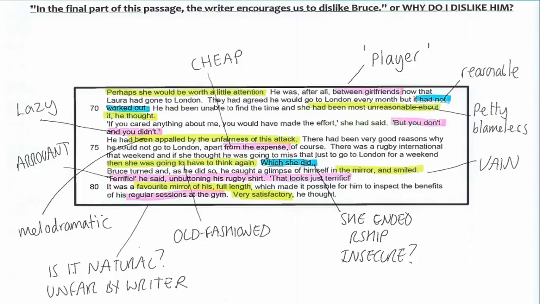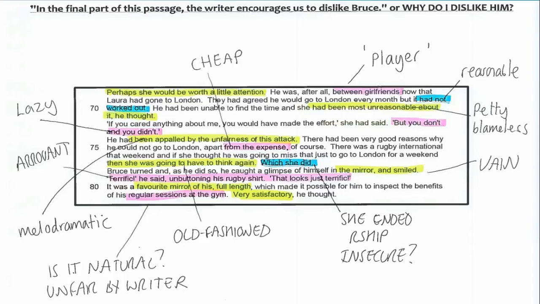Then it says Bruce turned and he caught a glimpse of himself in the mirror and smiled. So straight away we're thinking he's a bit egotistical, a bit vain. And then he says terrific. So even though he's on his own in the flat, he says terrific. That looks terrific. So again, getting the sense that he's a bit of a prat, a bit arrogant. Even the fact that he's got a favourite mirror which is full length so he can see his own body, again we're thinking that he's very arrogant, very vain.